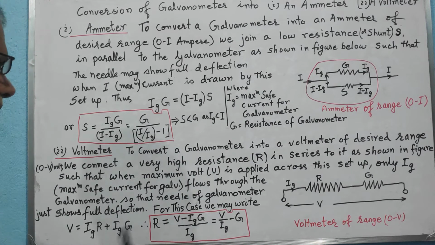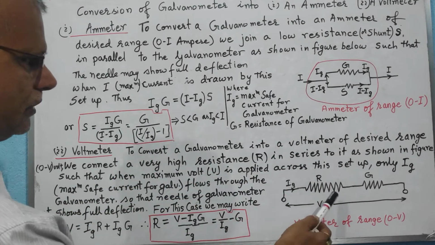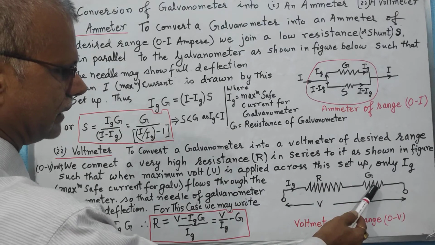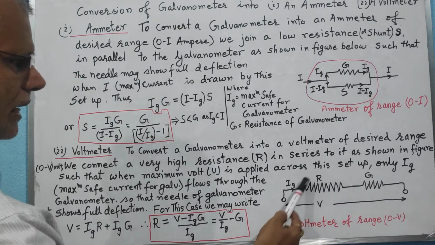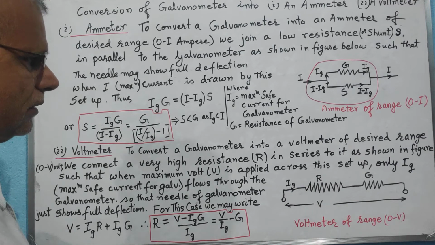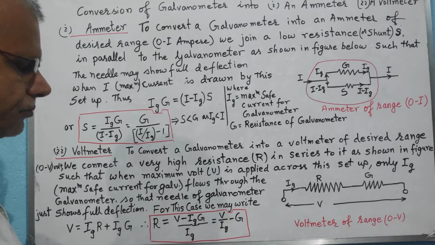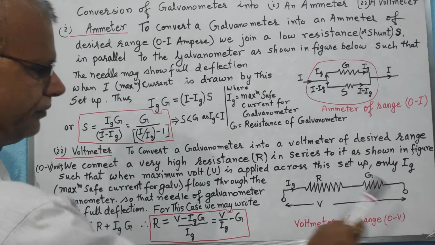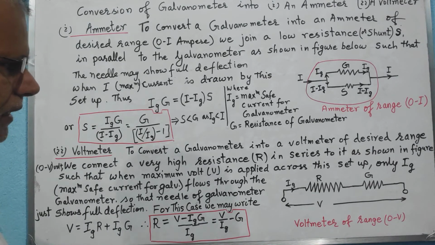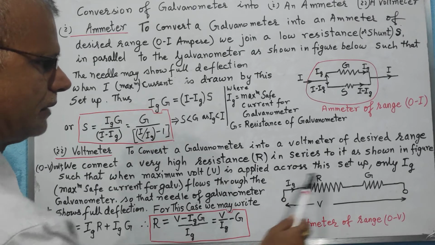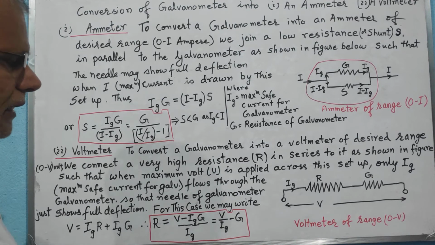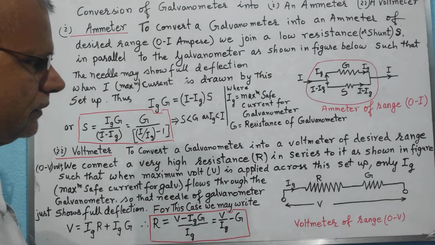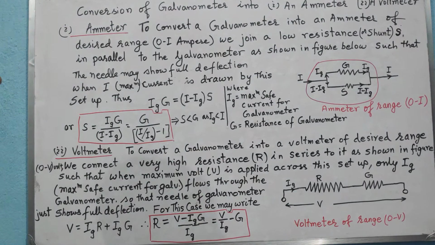Now we convert a galvanometer into a voltmeter by attaching a high resistance in series to the galvanometer. This is our galvanometer having a resistance capital G, and a high resistance is attached in series. If we want to measure a range of voltage from 0 to V, and the maximum voltage V of the desired range is applied across the setup, we assume that Ig current flows through the combination of resistance and galvanometer.